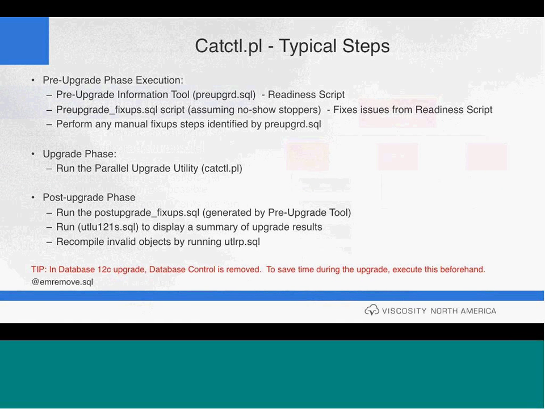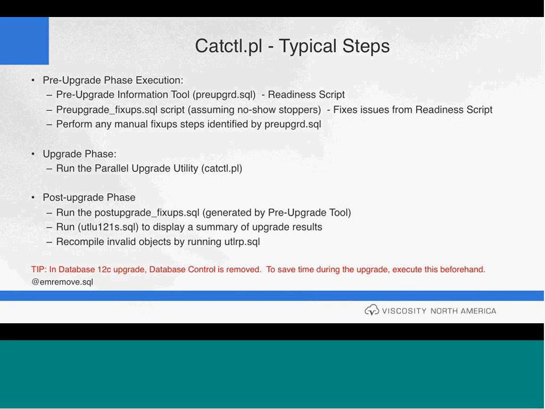Catctl gives you different phases. In the pre-upgrade phase, there's a pre-upgrade information tool. If you run it, it's essentially a readiness script that tells you how well you're prepared and ready to do a successful upgrade. That information tool generates a fixup script, and there are fixes that need to be resolved before you do the upgrade. If there's no showstopper, you can easily run that pre-upgrade fixup script. Parameters and some deprecated features will need to be fixed before you upgrade, so it automatically generates a fixup script that addresses most of the issues. Run the pre-upgrade script.